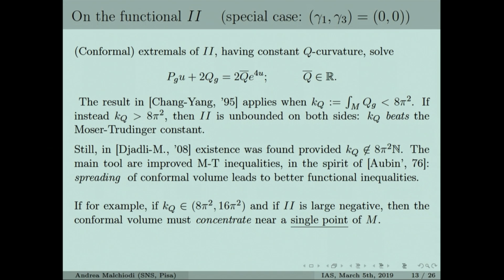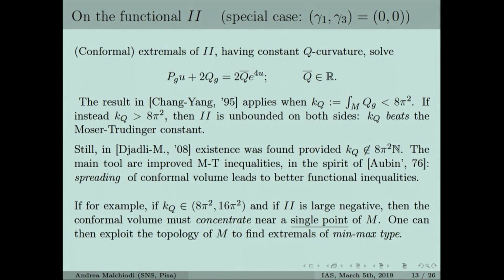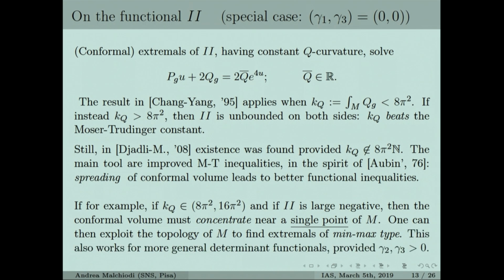But it turns out that you can describe very precisely what is happening if you lose these lower bounds. If this energy becomes very large negative, then the conformal volume must concentrate near a single point of the manifold. Okay? Now suppose your manifold has some topology. Then if you move this concentration point around the manifold, maybe you can find some non-contractible cycle, and that gives you enough structure to use min-max methods. And in fact, this strategy works quite similarly for more general determinant functionals, provided the 2 principal terms have the same sign.